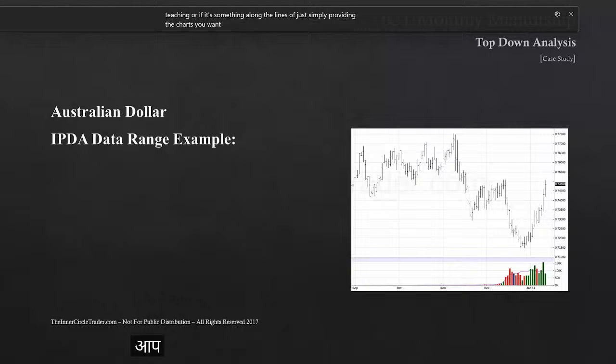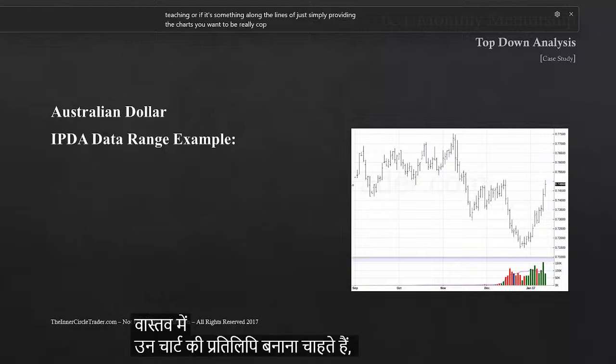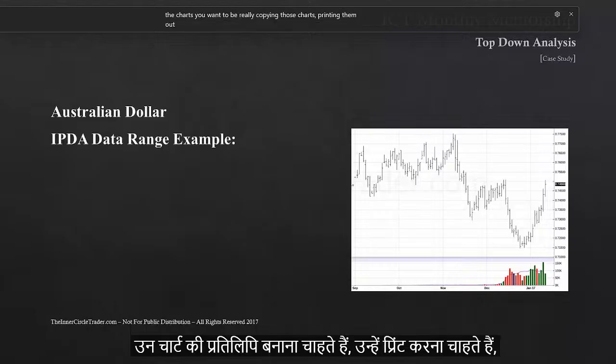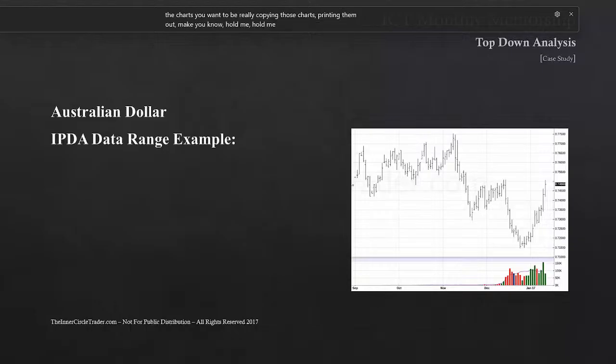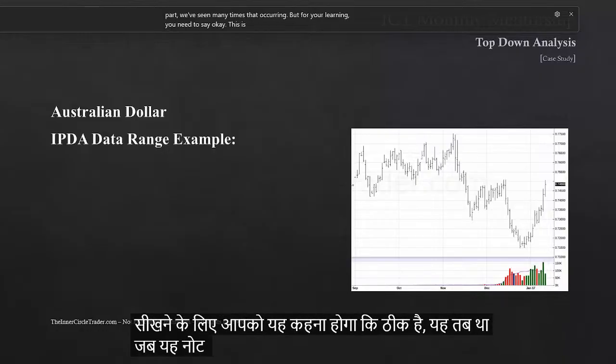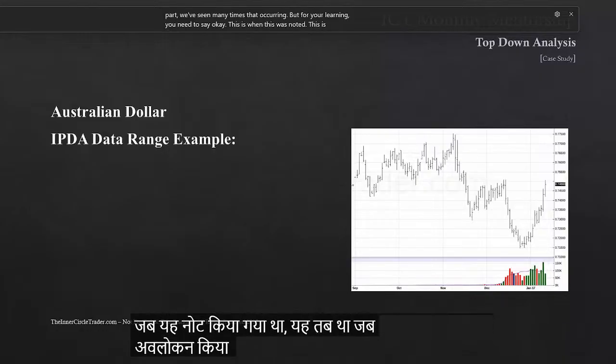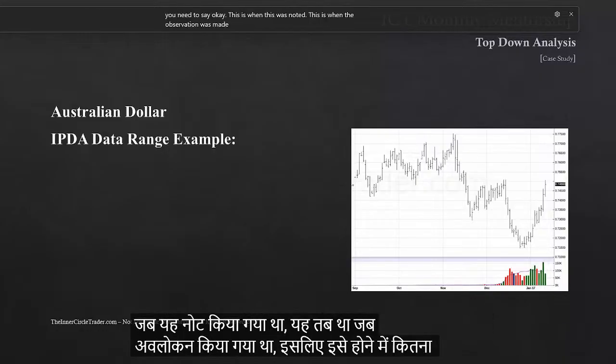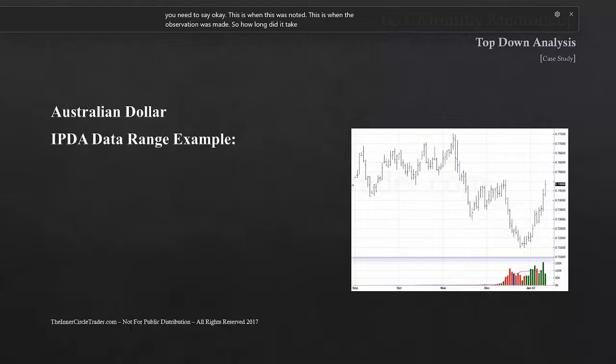You want to be really copying those charts, printing them out. Hold me to the standard of, if I know what I'm doing, then it should be evidenced in this. For the most part, we've seen that occurring many times, but for your learning, you need to say, okay, this is when this was noted. This is when the observation was made. So how long did it take for this to occur?